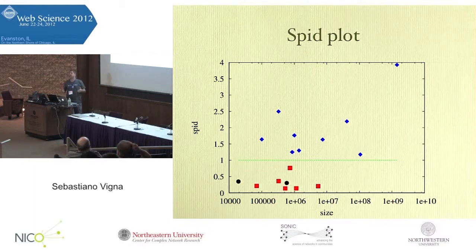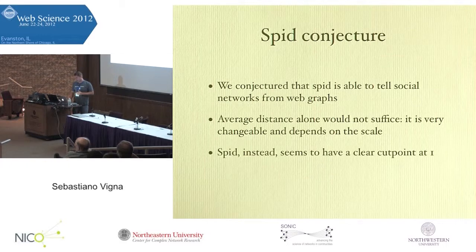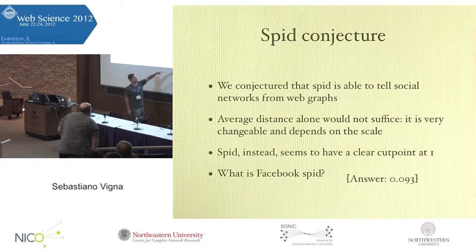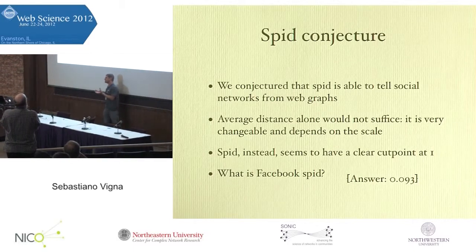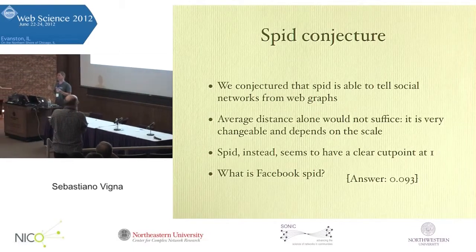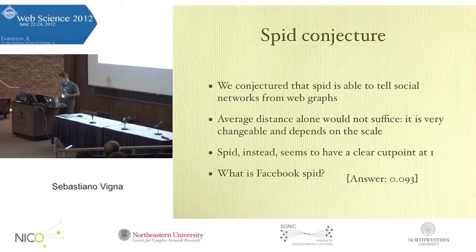We have a bunch of data you can access, and you can easily reproduce these results. We wanted to know where Facebook would fall, and it's very low, really below 1. So essentially, the distribution of distances of social networks of people is unbelievably more concentrated, less dispersed, than web networks. And that was confirmed by the experiment we did.